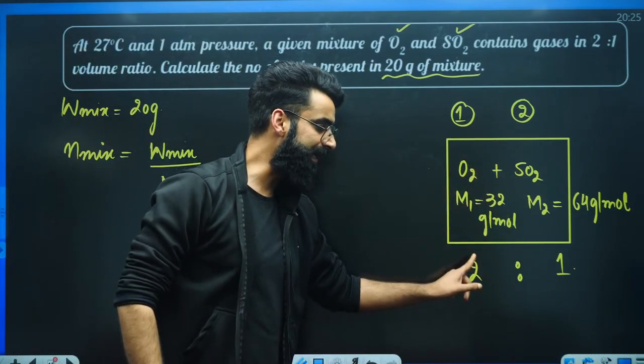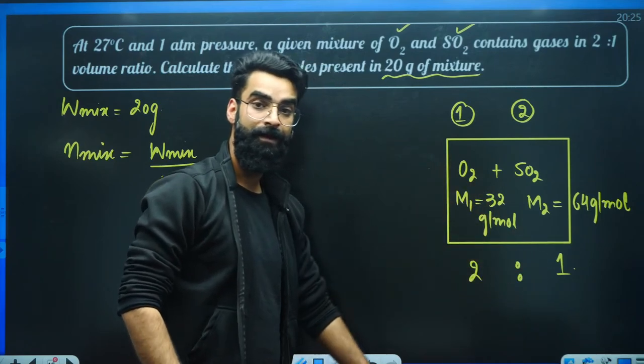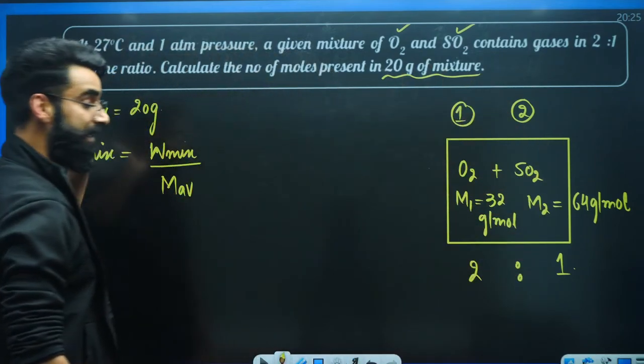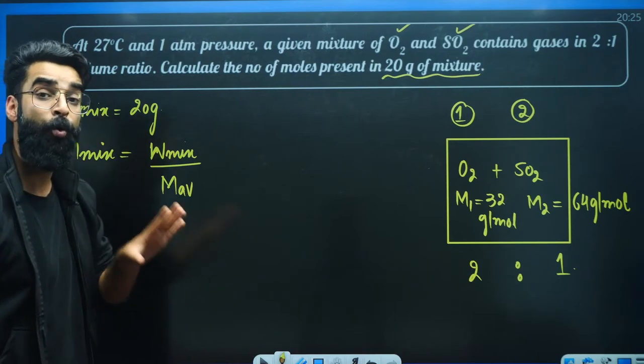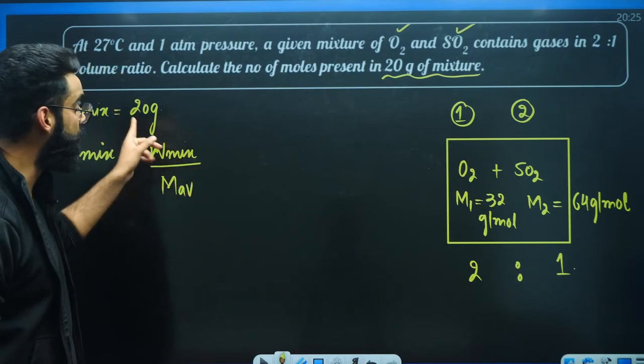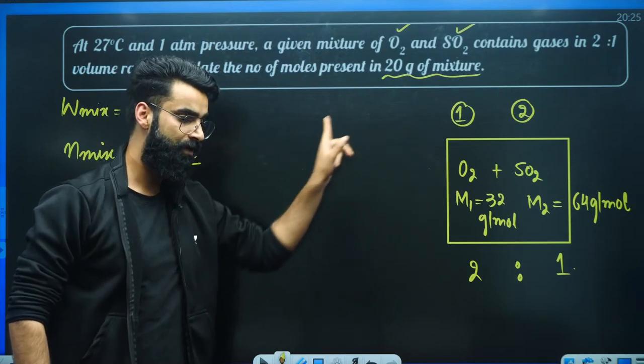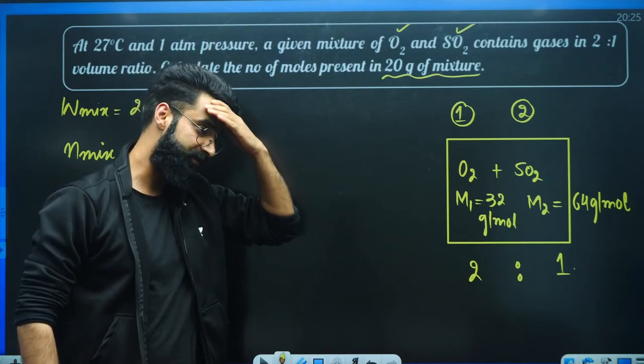So we have two gases in the container. The gases are present in a 2:1 volume ratio. The mass of the gaseous mixture is 20 grams. We have to calculate how many total moles are present in 20 grams of the mixture.